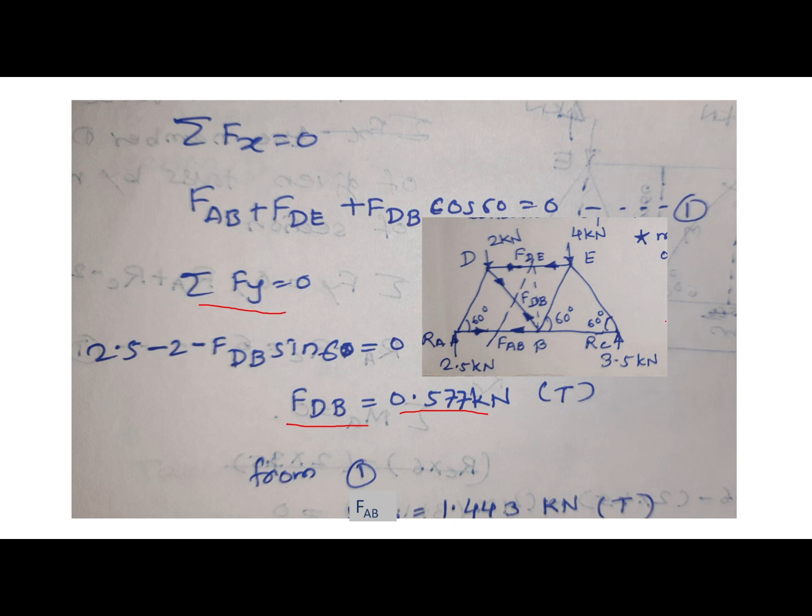Similarly, replacing this value of DB in equation number 1, and D we have already calculated from the previous condition, we get the value of F_AB as 1.44 kilonewton, and that is again tensile as we have assumed, so our assumption is correct.